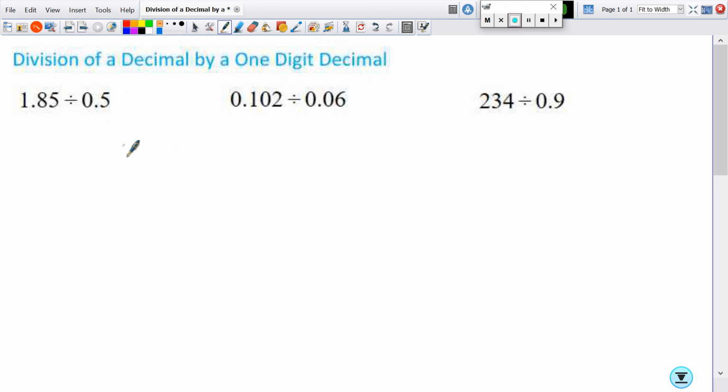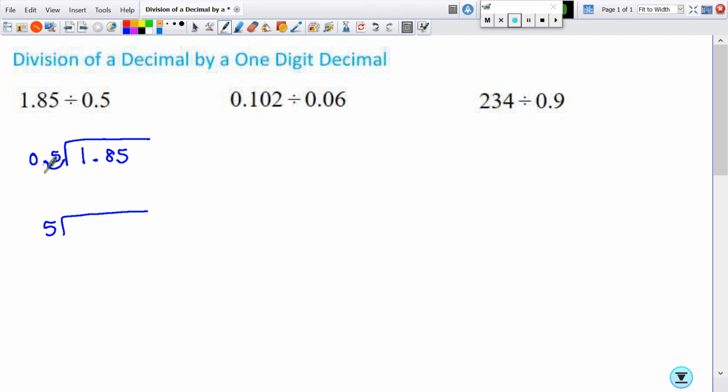Okay, whenever you're dividing, the first number they give you goes on the inside. So I'm going to call that 1.85. The second number goes on the outside, 0.5. However, you don't want to have a decimal number on the outside. So you literally move that decimal to the end and just call it 5.